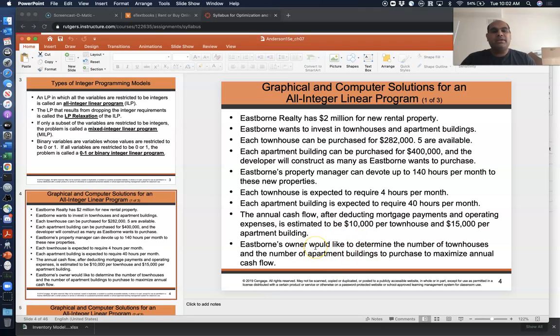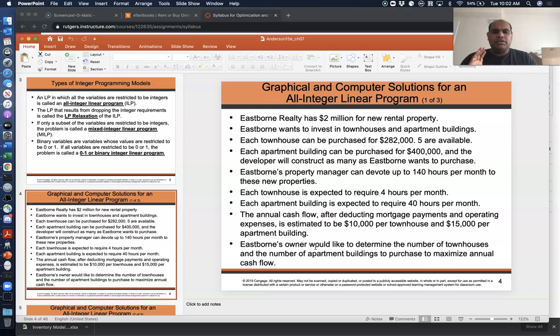Now, Eastbourne's owners want to figure out how many townhouses and how many apartment buildings they should build to maximize the annual cash flow. Now, if we forget about the fact that the number of townhouses and number of apartment buildings have to be integers, they have to be, obviously. We cannot have half an apartment building, or half a townhouse for that matter. So you need them to be integers. If you forget about the fact that they're integers, then you can easily formulate this problem as a linear programming problem and solve it.